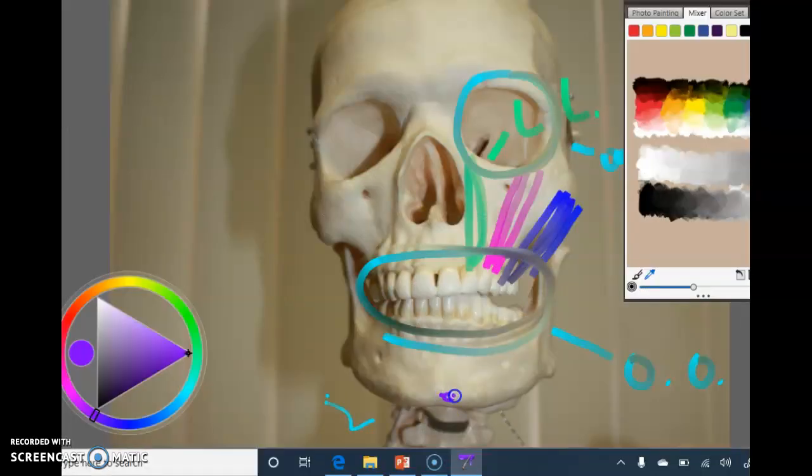So we're going to talk about this one first. It's actually the least important. What's that process? It's the mental process. What's this region? The mental region. So this muscle is the mentalis. And it helps you to frown.